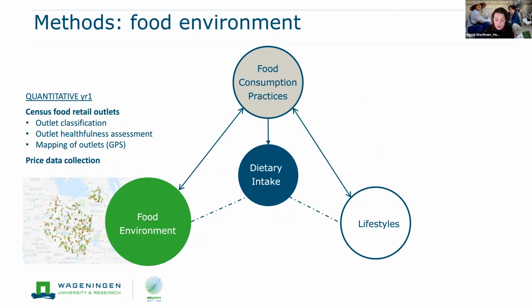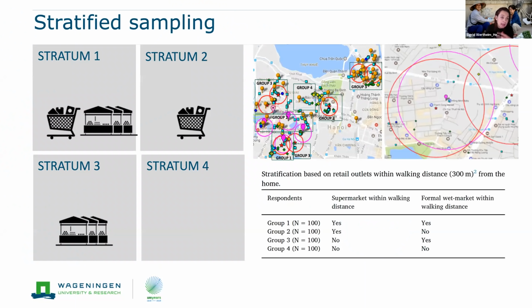So a supermarket, but also a convenience store, a wet market, an informal market, and each type of outlet got its own icon, and we mapped that. Based on this mapping, we were able to have a stratified sampling for the inclusion of respondents. Since we focused on urban poor, low income urbanites, we took the parameter of 300 meters from the home as a proximity parameter for food retail accessibility.